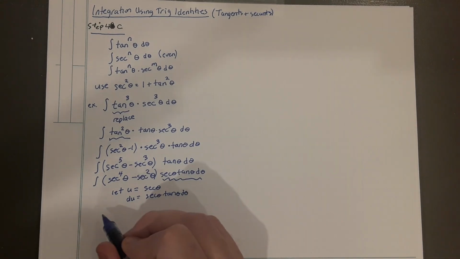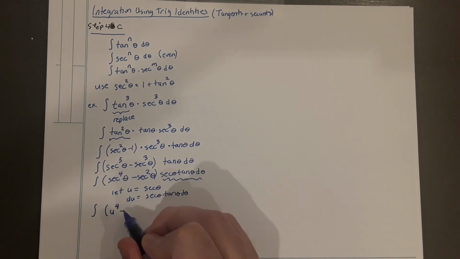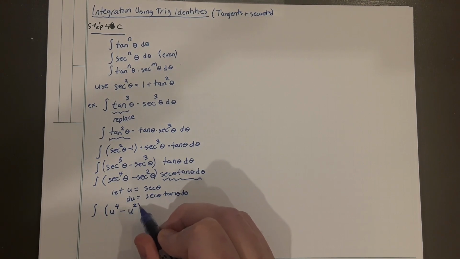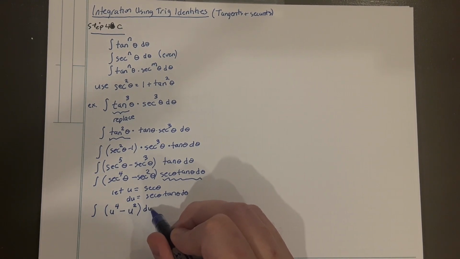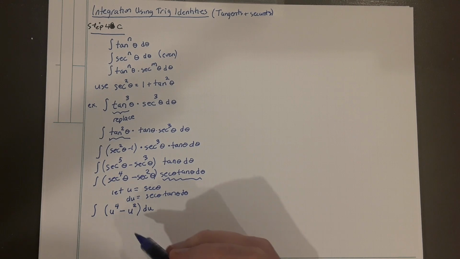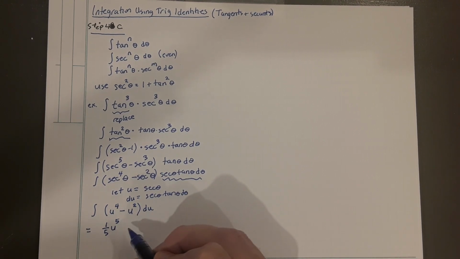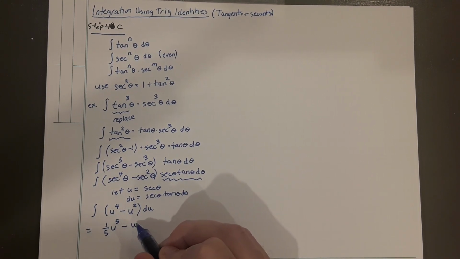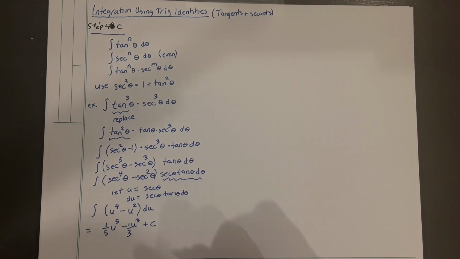So after one substitution, secant power 4 becomes u power 4. Secant power 2 becomes u power 2. Secant theta tan theta d theta is entirely replaced with du. And we end up with, after substitution, we start over at the beginning of the process. Is this a series of powers of u? The answer is yes. And we can go right to the answer. Integral of u to the 4th is 1/5 u to the 5th. Integral u squared is 1/3 u cubed plus c.